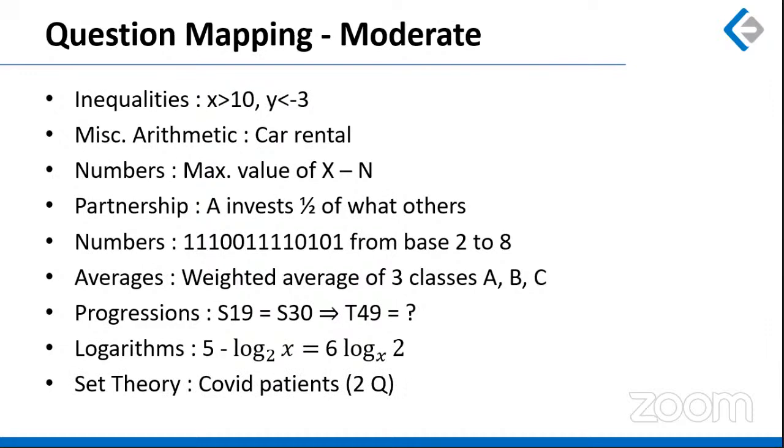A set of two questions was given on set theory, where there were 1023 COVID patients, and these patients were categorized as male and female, old and young, and persons with disease against without disease. There was some data given based on which we can draw a Venn diagram.